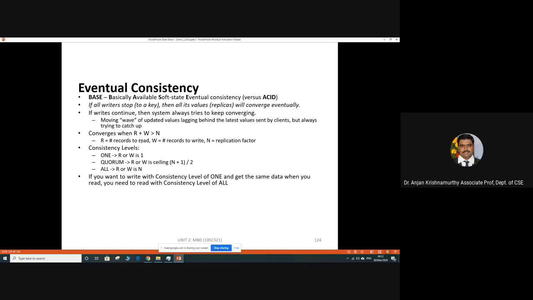So the consistency level is one. One means either read or write is one. Quorum means either read or write is ceiling of (N plus 1) by 2, which is the formula for it. All means either read or write is equal to N. So if you write with a consistency level of one, then to get the same data when you read, you need to read at consistency level all.